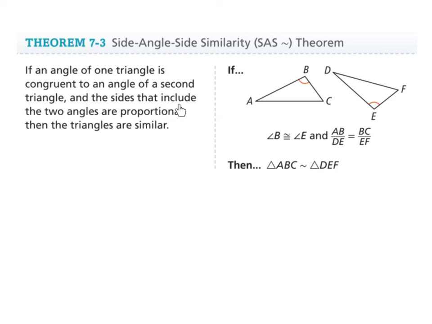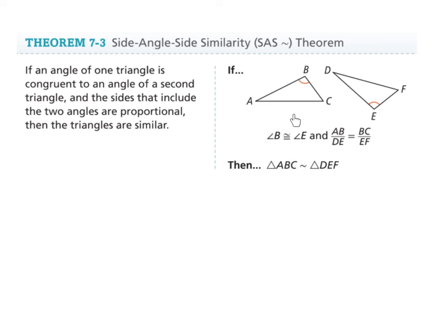So that's a phrase that we've talked about before. Sides that include angles means the sides that make the angle, the sides that we use to create that angle. So the sides that include angle B would be segment AB and segment CB. The sides that include angle E would be segment DE and segment FE. So those sides, the ones that include the two angles that are congruent, have to be proportional. And if we have our pair of congruent angles, and our sides that include the angle end up being proportional, then we can say that the triangles are similar.